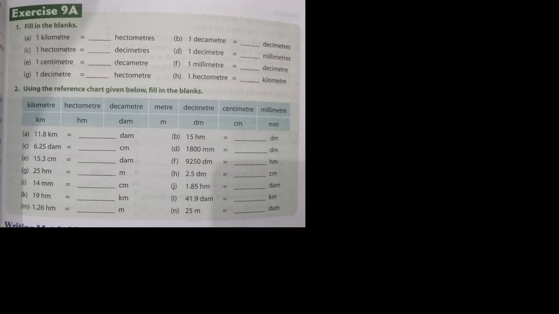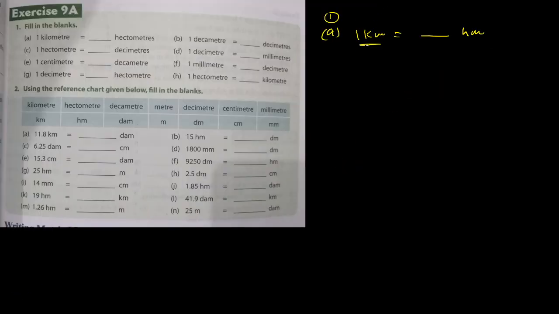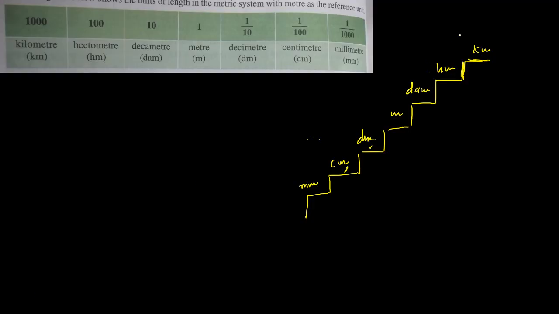This is exercise 9a. Fill in the blanks, and part A is question 1. Part A is 1 kilometer and convert it into hectometer. So as you can see here, you are standing at kilometer and you have to come on hectometer. So you are coming down.